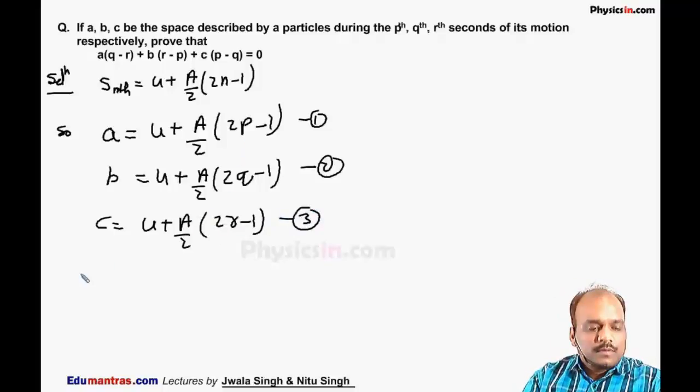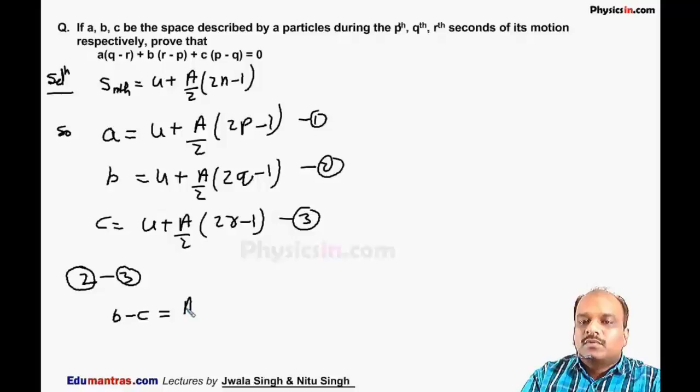If I subtract the third expression from the second expression, then we get B minus C, that is equal to, u will cancel out, a by 2 into 2q minus 2r, which is equal to a into q minus r.